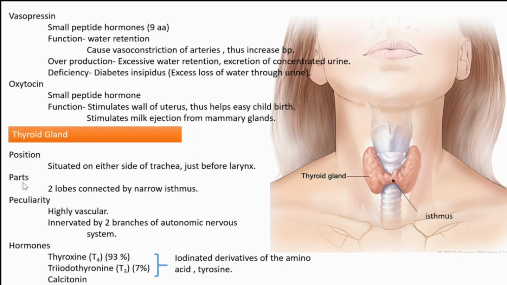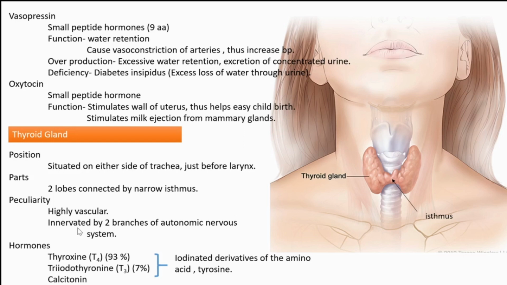consists of parts. Second point is about its parts. It has two lobes, and its two lobes are connected by a joint called the isthmus. And what is its peculiarity? It is highly vascular. It is rich with blood vessels, and also has so many nerves present there.